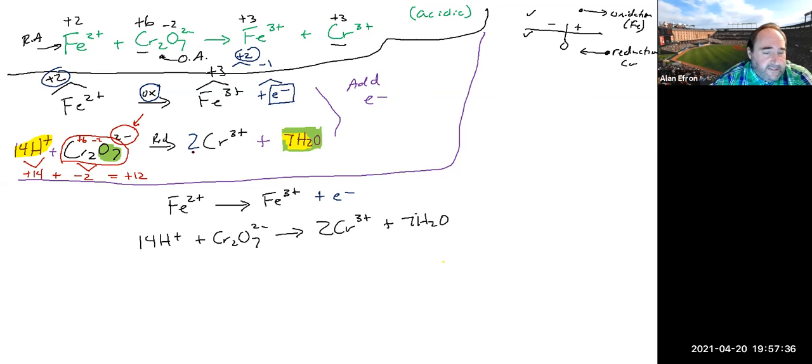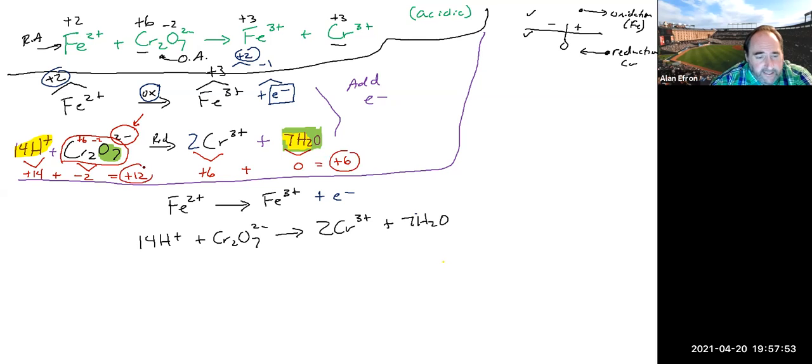Let's look on the right-hand side. We have 2 chromiums that are +3. 2 times 3 is +6. Water is 0, right? It's neutral. So we have over here +6 and 0 is +6.